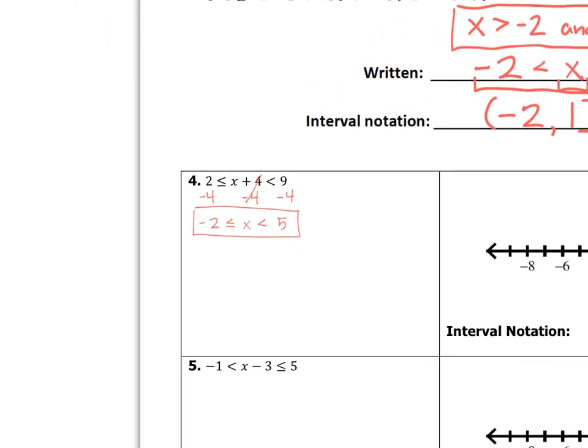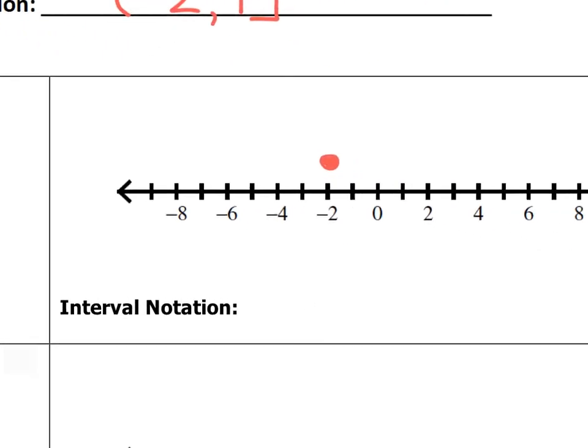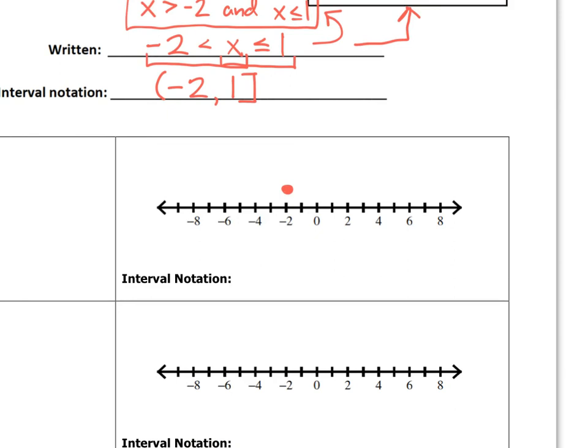To graph this, I would put a solid dot on negative 2 because of my less than or equal to sign. I would put an open dot on positive 5 because of my less than sign. And my shading is going to go in between those two values. The interval notation will look like this. Negative 2 is our minimum, and 5 is our maximum. We're including negative 2, but we're not including positive 5.